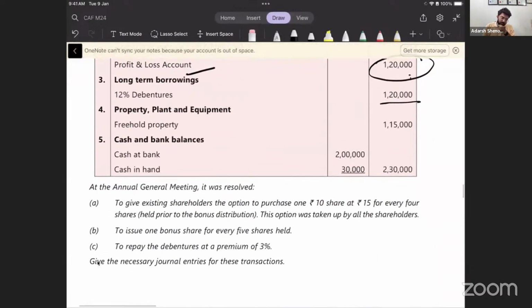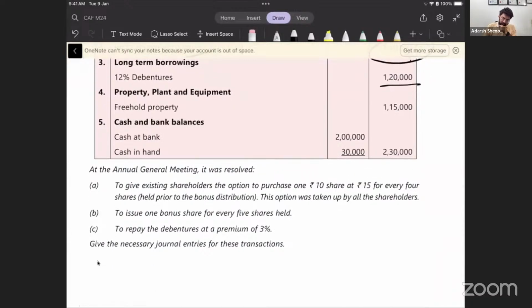At the annual general meeting, it was resolved to give the existing shareholders the option to purchase one rupees 10 share at 15 for every 4 shares held prior to the bonus distribution. This option was taken up by all the shareholders. So now, what is this? To give existing shareholders the option to purchase 1 rupees 10 share at 15 for every 4 held. What do we call this?